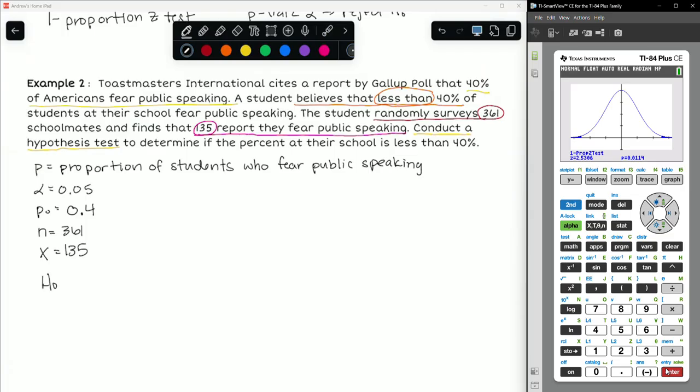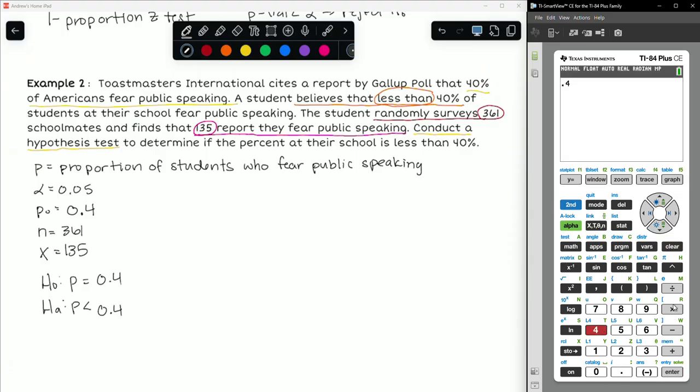So when we come to write our hypotheses, claims about p, claimed value is 0.4. Null is always equal. Our claim is less than. In order to do the test, I should check that I meet that condition. So p times n is much bigger than 5, and q times n would then also be bigger than 5. So we meet the condition to perform a one proportion z-test.